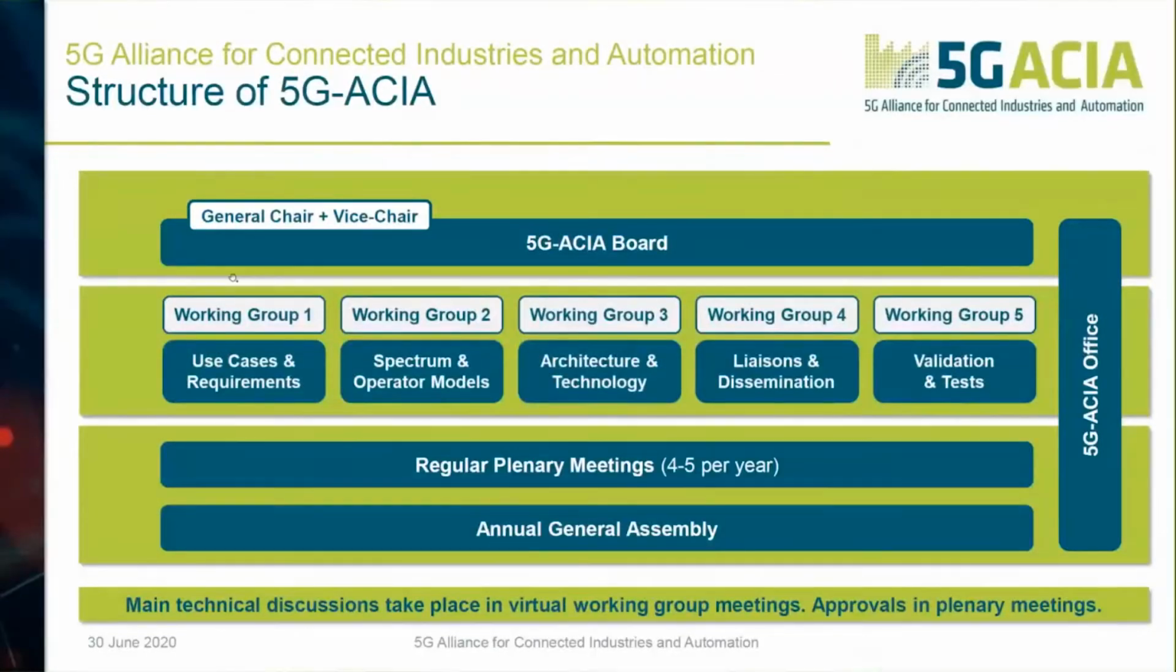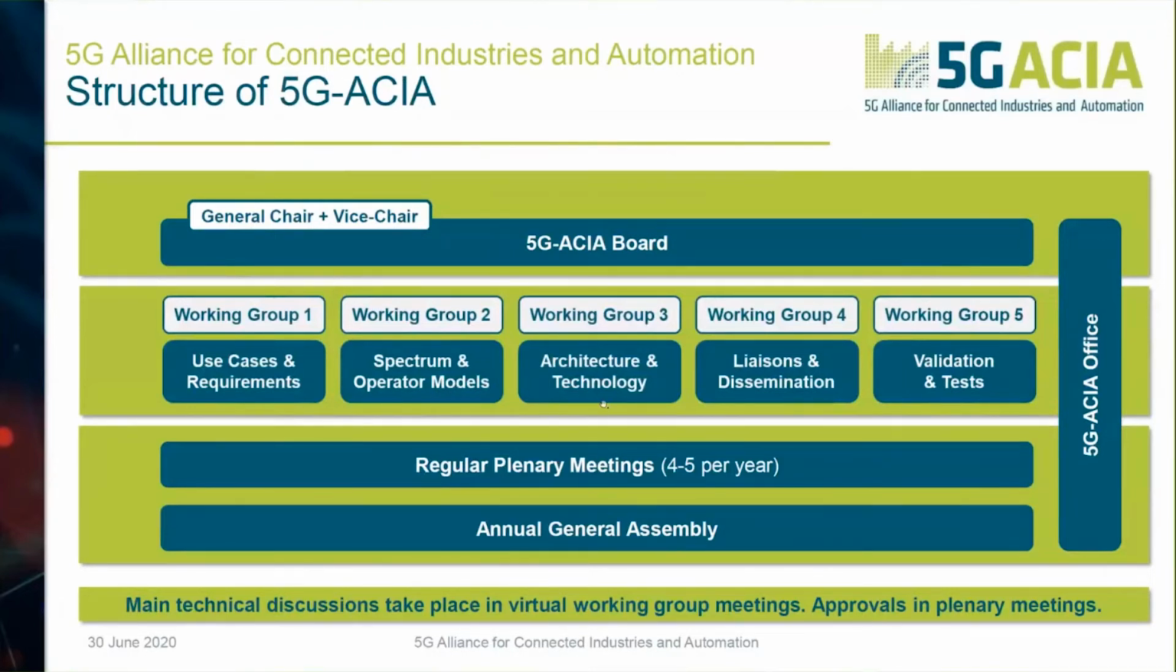So that's our structure. The main work is done in different working groups, and we currently have 5 of them. In one, we are having really intensive discussions on use cases, requirements, and everything that is related to that, preparing also joint contributions to 3GPP. We have a working group on spectrum and operator models. So to discuss, for instance, what Affif briefly mentioned. So how can we combine different spectrum options with different ways of operating private 5G networks?